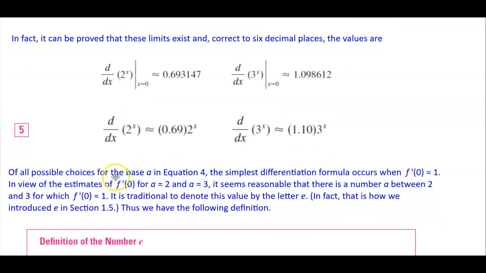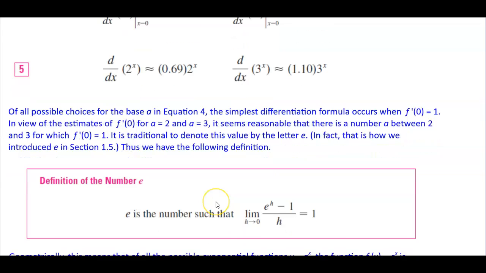Now, of all possible choices for the base a in equation 4, the simplest differentiation formula occurs when f prime of 0 is equal to 1. In view of the estimates of f prime of 0 for a equal to 2 and a equal to 3, it seems reasonable that there is a number a between 2 and 3 for which f prime of 0 is equal to 1. So it is traditional to denote this value by the letter e, and in fact that is how we introduced e in section 1.5. Thus we have the following definition.